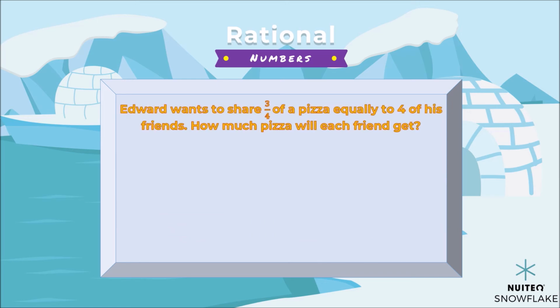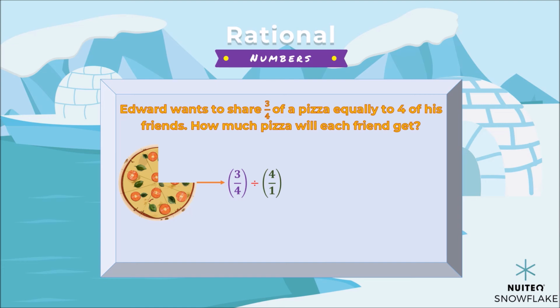Edward wants to share 3/4 of a pizza equally to 4 of his friends. How much pizza will each friend get? Well, for the amount of pizza each friend will get, check that we will need to divide both fractions, 3/4 and 4, or 4/1. Remember that to divide by 4/1, multiply by 1/4. Multiply numerators and denominators, and we get 3/16, which means that each friend will get 3/16 of a pizza. Interesting, right?